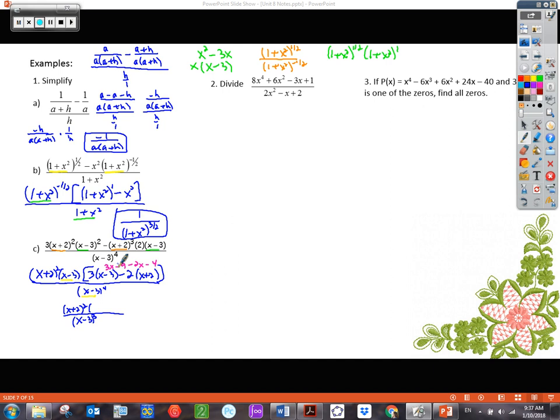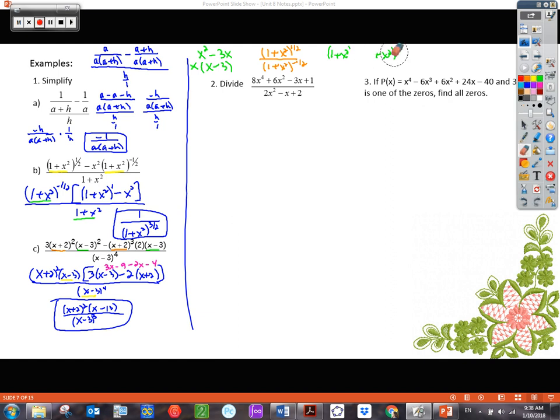3x minus 2x is x. And -9 minus 4 is -13. I would encourage you to leave it factored like this. There's really no need to try to multiply it all out. You may make a mistake, so I would really encourage you to not do that. Just leave it alone. Okay, so we're factored. So there's some examples on simplifying rational expressions. How are we doing with that? We okay? All right, let's move to division.